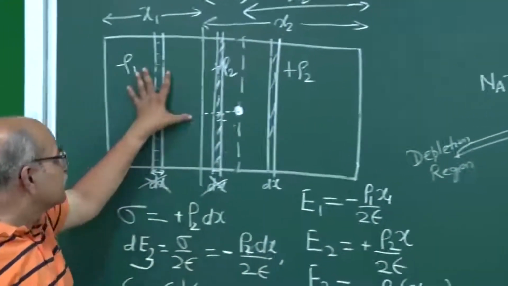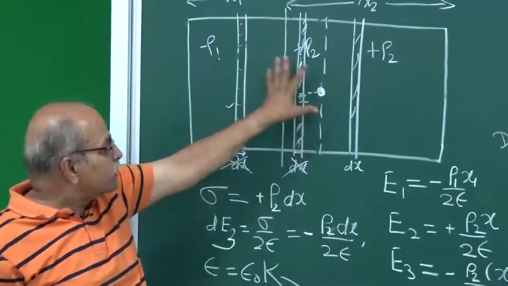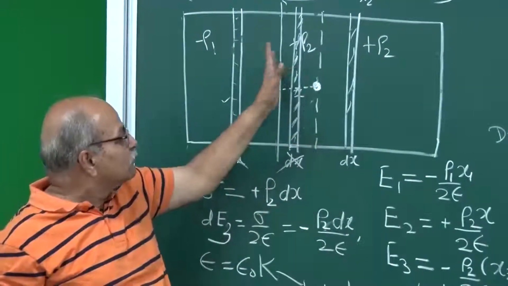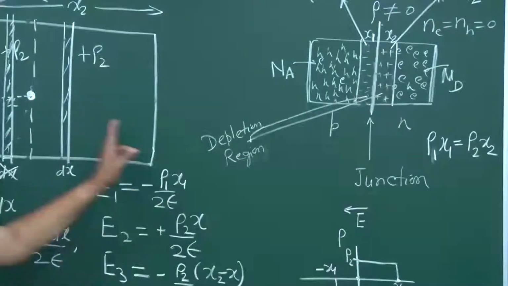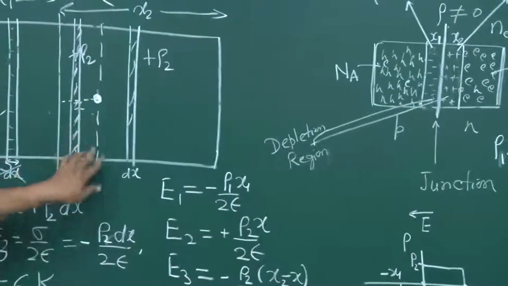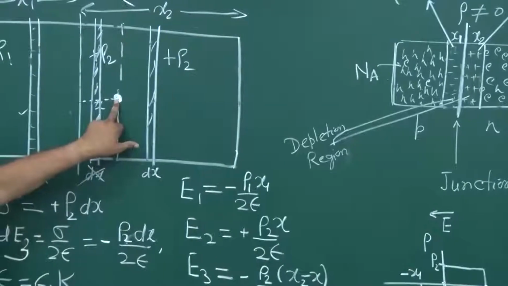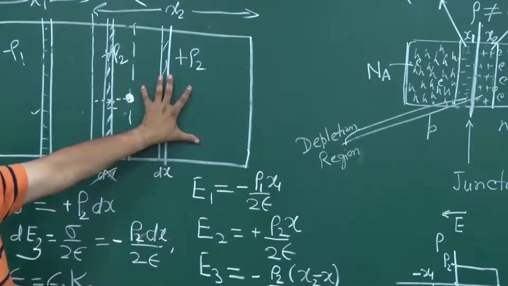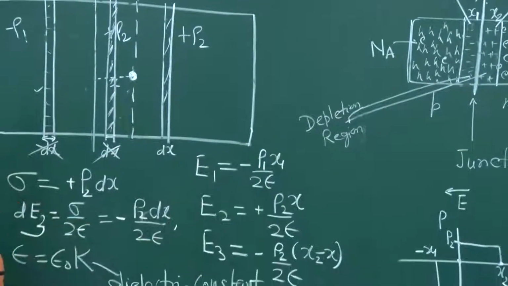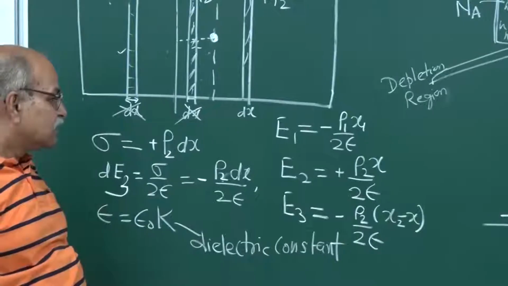Because of this, E2 is from the other side of the depletion region, but only from the part which is to the left of the point where I am calculating the electric field, and E3 is the electric field due to the rest of the system. So this is the thing. Now you calculate what the total is.